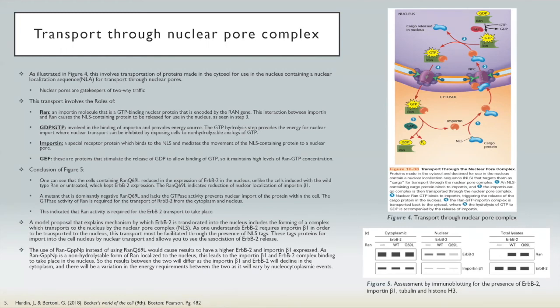This allows you to see the association of ErbB2 release. The use of Ran GppNHp instead of Ran Q69L would actually cause results to have a higher amount of ErbB2 and importin B1 expressed within them. As Ran GppNHp is actually a non-hydrolyzable form of Ran localized in the nucleus, this leads to the importin B1 and ErbB2 complex binding to take place in the nucleus.